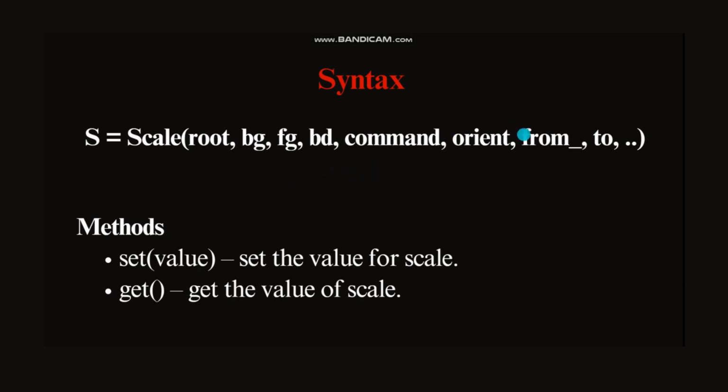So basically in orient we mention horizontal or vertical. In command we mention several things as well, which we will see in the next optional parameters. Here we have two methods mentioned, set value and get value. Basically, set lets you set the value, like the range from 0 to 100, whereas in get you just mention a value, like get 100 or get 50, get 60, something like that.